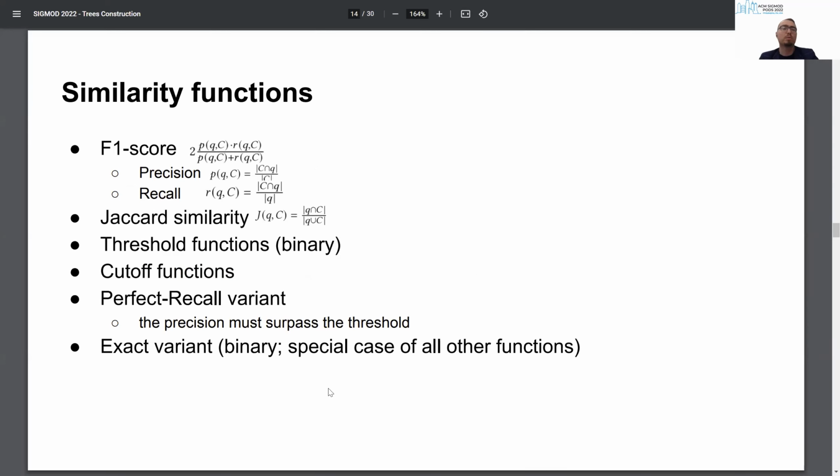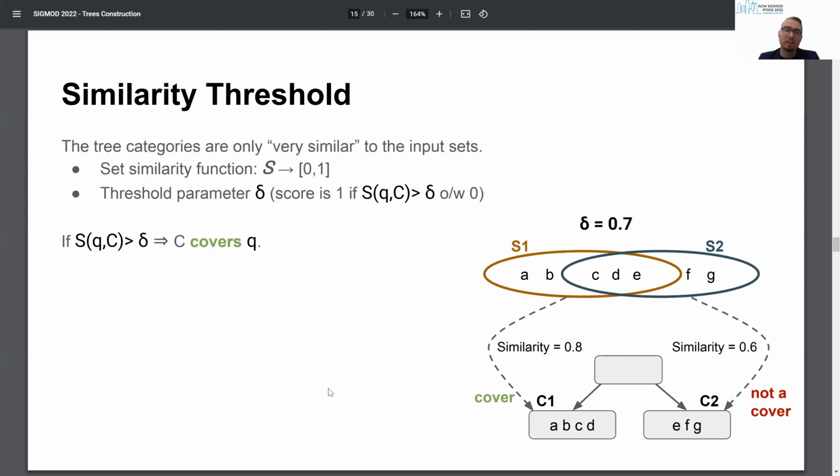Okay, in terms of the similarity functions, we have the usual F1 score. We also have Jaccard, threshold functions, cutoff, perfect recall, and other variants. We also have a special case of the exact variant, which is binary. In the exact variant, you will need to cover the input set in whole. So if you have a category that contains exactly the same set as the input set that you were given, then you get a score of 1, otherwise you get 0. So it's a binary function of exact match between the input set and the specific category in the tree. Of course, you can do some threshold relaxations for different functions.